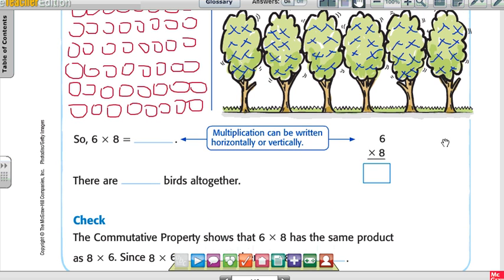So see, when I add them all together, 6 times 8 should be what? 48. Okay, that's horizontal. Vertically is the same thing. 6 times 8 is 48. So there are 48 birds altogether.